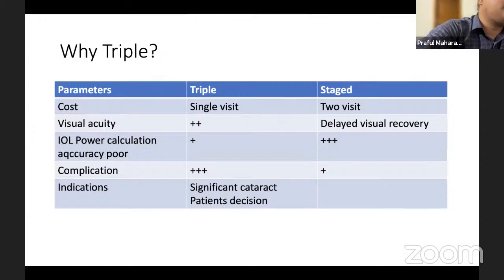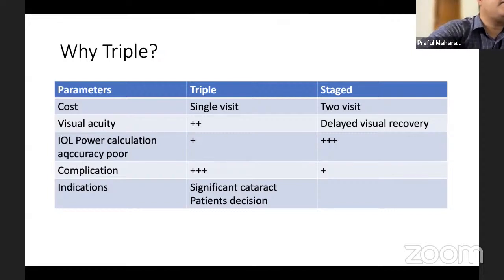Now, IOL power calculation accuracy. Yes, of course, in triple it's poor because you don't know what your final K, your final keratometry, will be. You are also not sure about the axial length. So the IOL that you are putting at times is not accurate or not perfect. But in a staged procedure, yes, you can plan. And in fact, when you are doing a DSEK, there is a tendency toward a hyperopic shift.